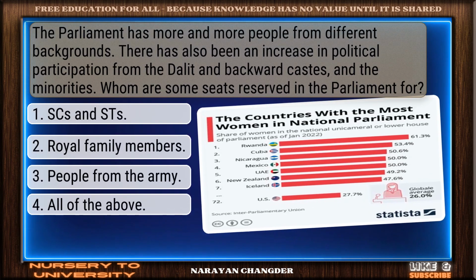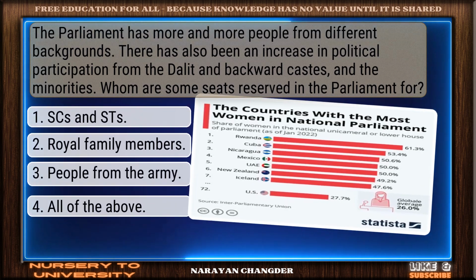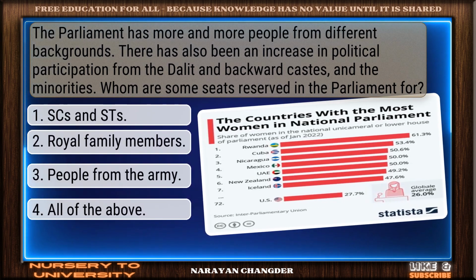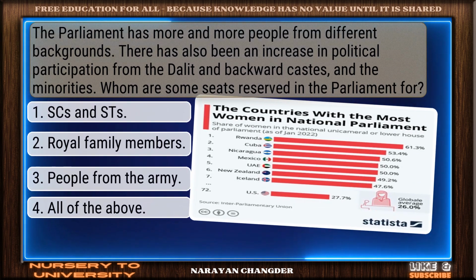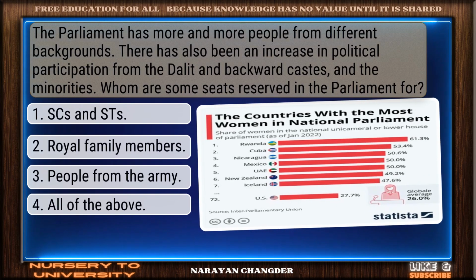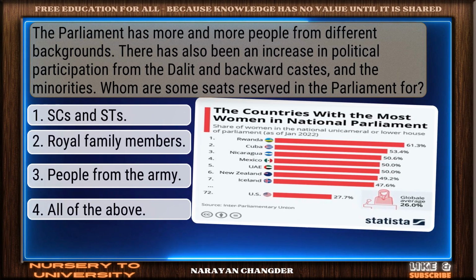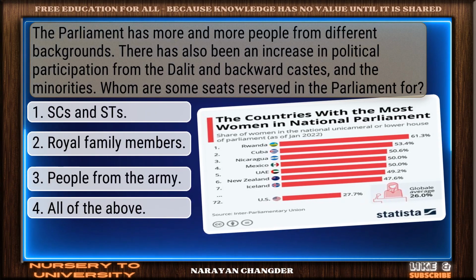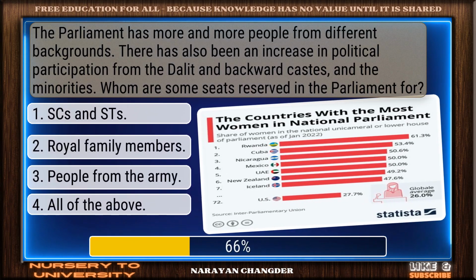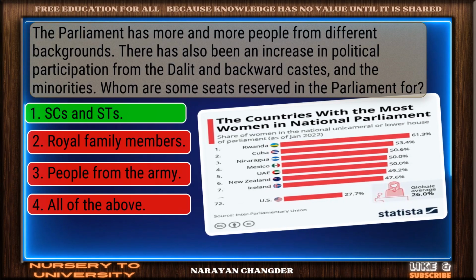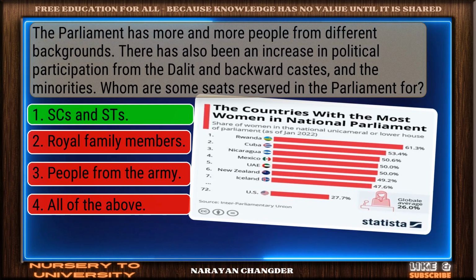Question number 2. The Parliament has more and more people from different backgrounds. There has also been an increase in political participation from the Dalit and backward castes and the minorities. For whom are some seats reserved in the Parliament? You chose SC/STs, and it is correct.